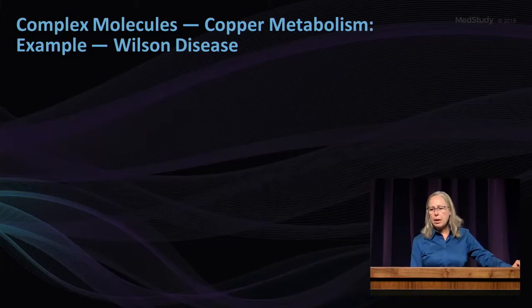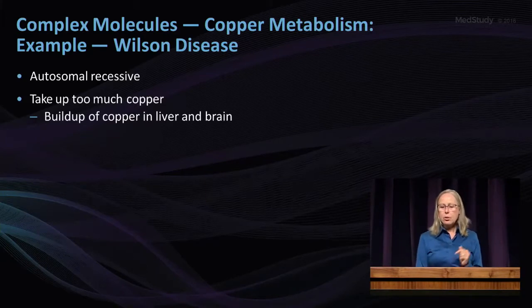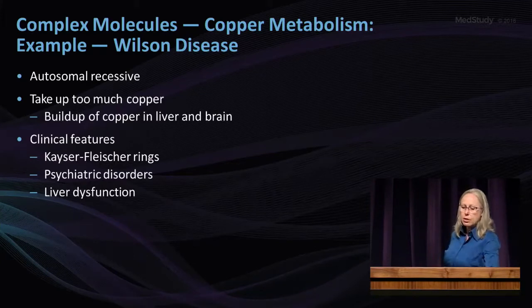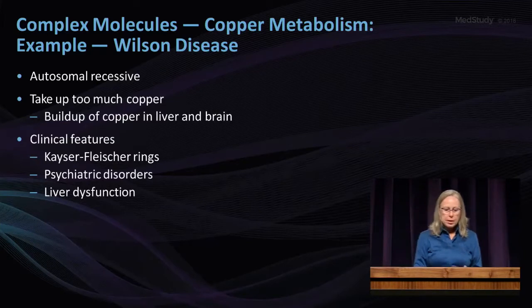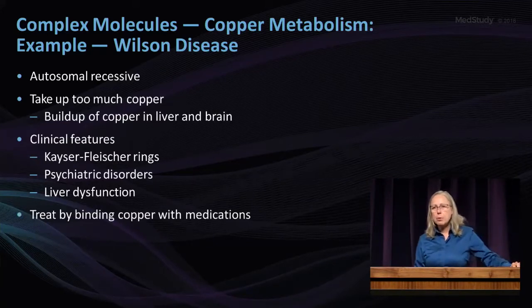The other copper metabolism problem is Wilson's disease. This is autosomal recessive, and you have too much copper. So you build up copper in your liver and brain. Clinical features: over time, you will develop Kayser-Fleischer rings, psychiatric problems, and a progressive liver dysfunction. And you treat these people by giving them chelating agents to pull the copper out of the body.